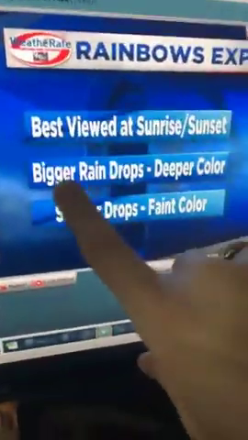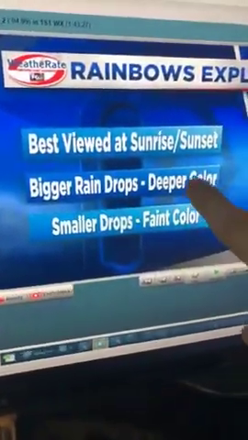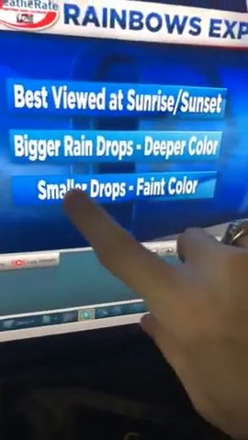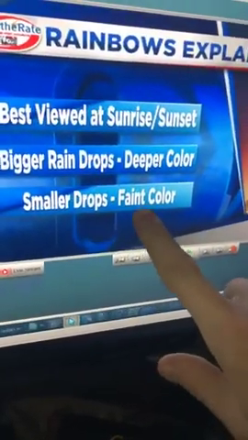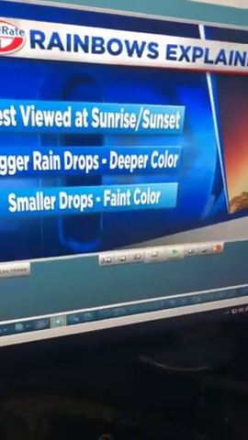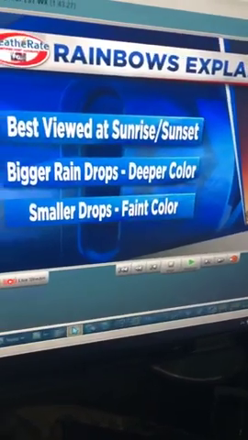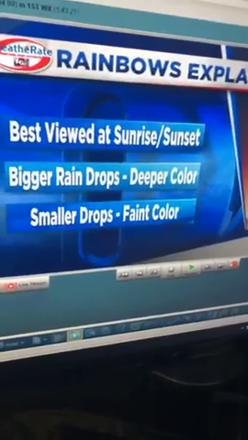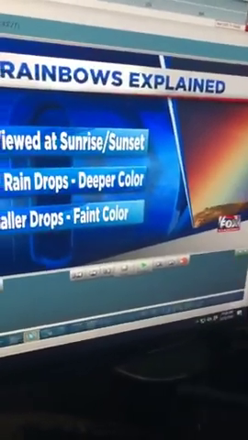If you have bigger raindrops in the sky, the rainbow is going to be a deeper color. The colors are going to be vibrant and brighter. If the raindrops are smaller, the color is not going to be as pronounced. So you really want some big raindrops, 5 or 6 o'clock in the afternoon, to get that really deep color.